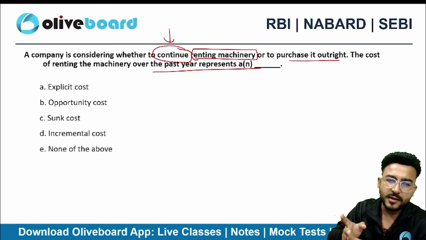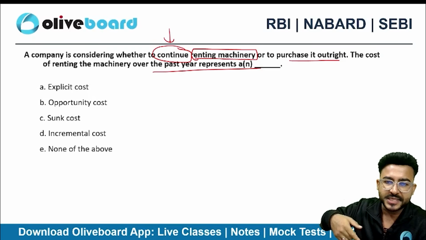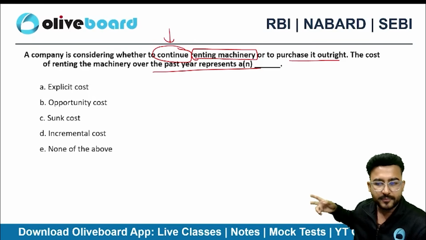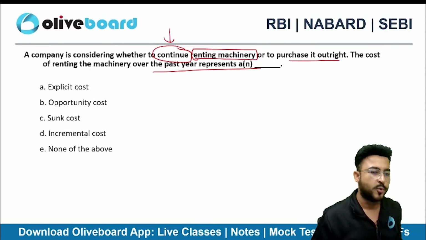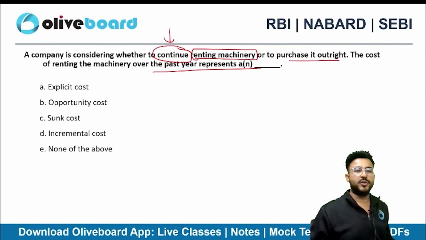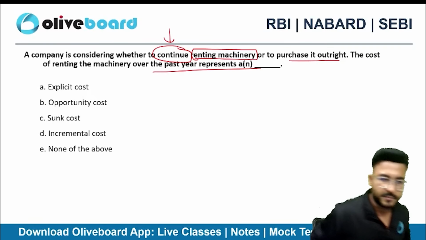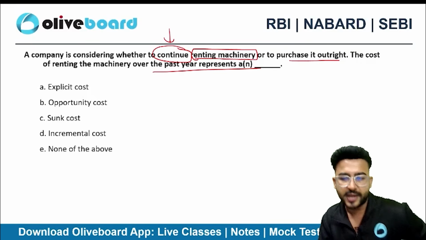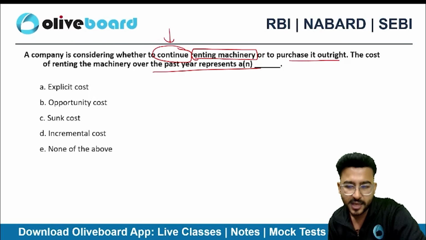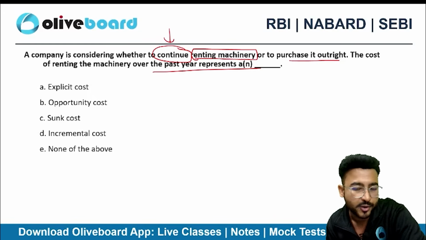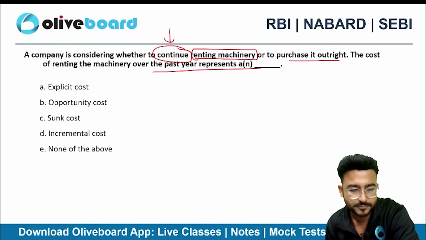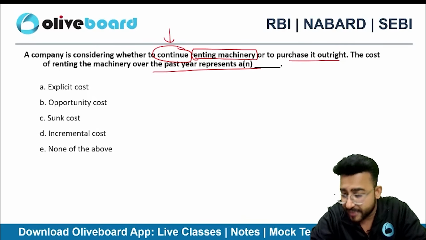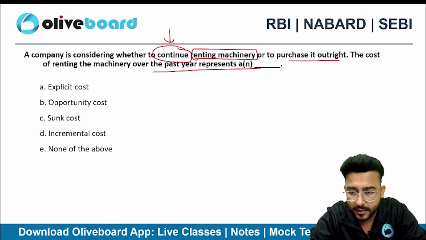I'm thinking to continue renting the machine or to purchase a new one. What about the rent of the past years, what kind of cost does it represent? Opportunity, sunk, incremental, none of the above, explicit, what kind of cost? So I'm having so many opinions here.